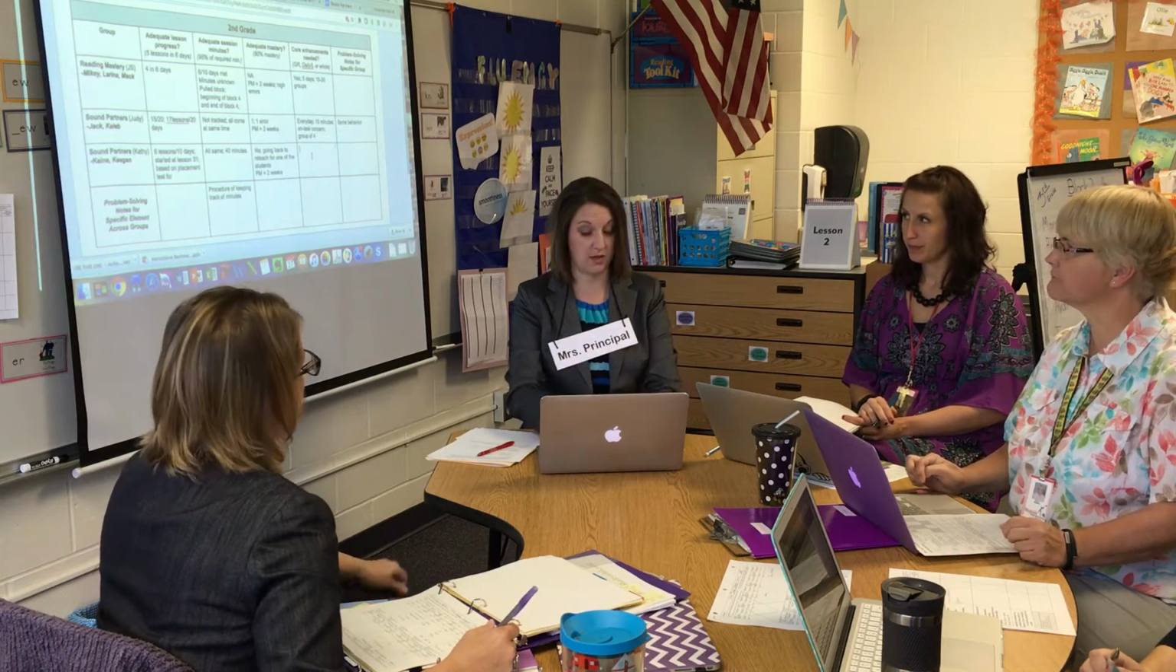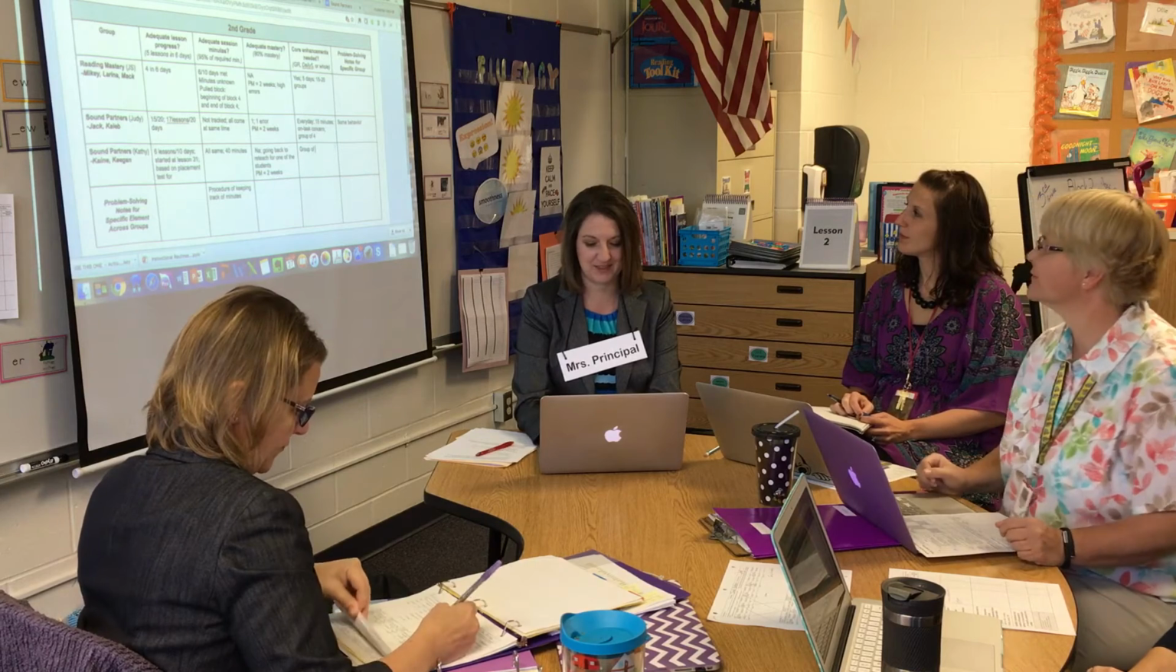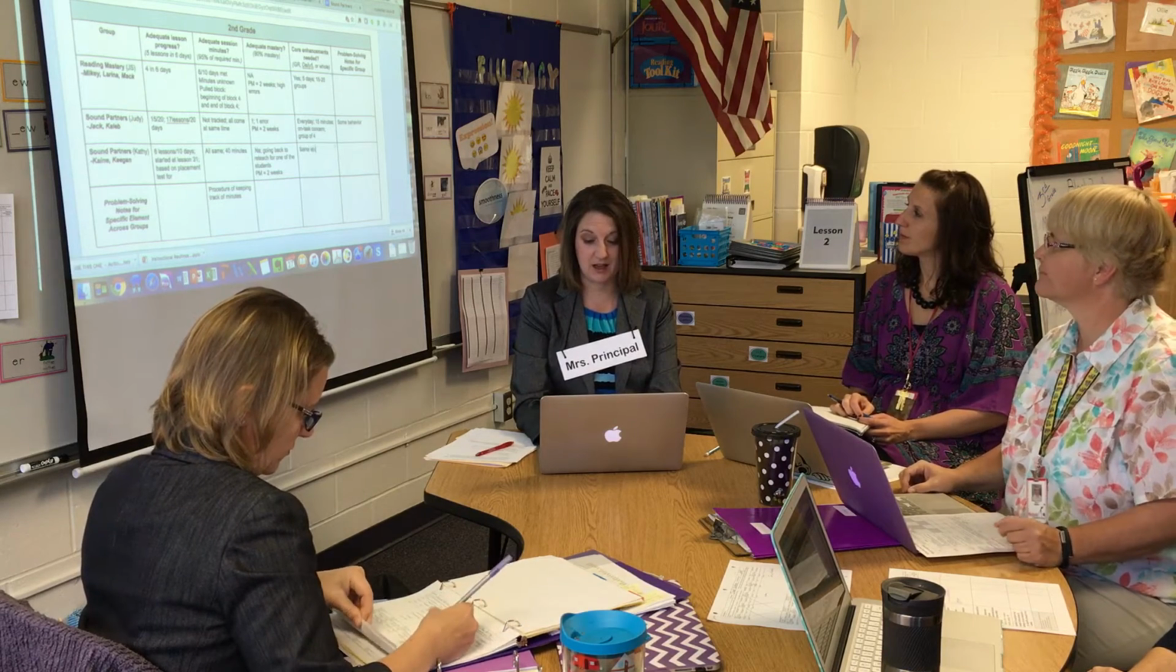And are these two in the same guided reading group? Yes. And a group of how many? Four. That's Jack, Caleb, Kane. Oh, those all four together, then that's good. So we'll put the same ones above.